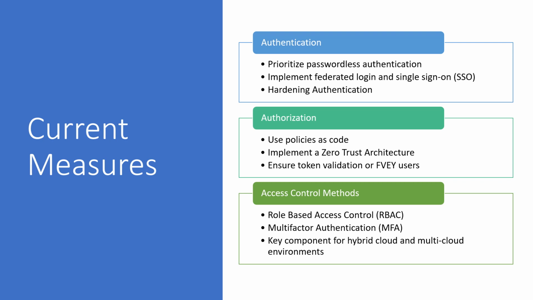The last measure for authorization is ensuring token validations for FIVE users. Security tokens are a trusted device used to access an electronically restricted resource. It can be seen as an electronic key that enables a user to authenticate and prove his or her identity by storing some sort of personal information. The purpose of a token is to generate a one-time password which will then be validated by the server.